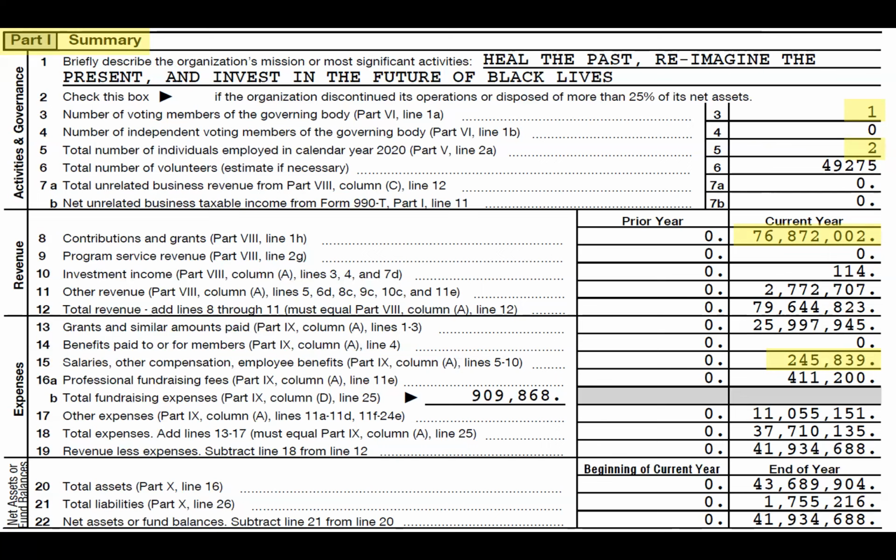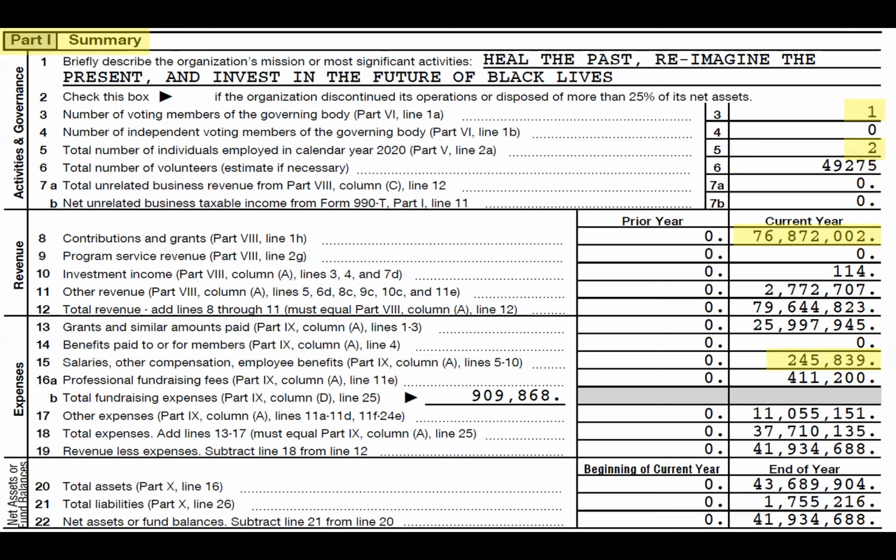And then the next red flag that I've identified is from line 15 in the expenses section, and that is the $245,839 for salaries or other compensation and employee benefits. That can't be right when it was determined that the board secretary, Shalomyah Bowers, received over $2 million for the work he provided as a consultant through his consulting business. So how can it be $245,839 when only one person alone earned over $2 million?